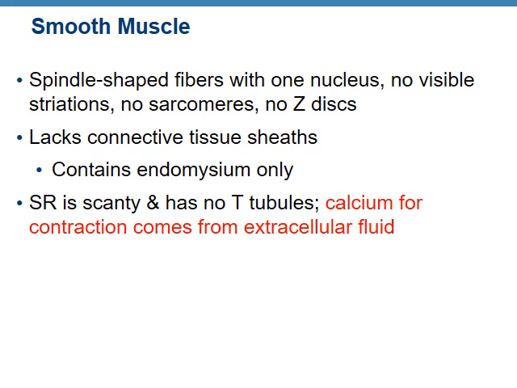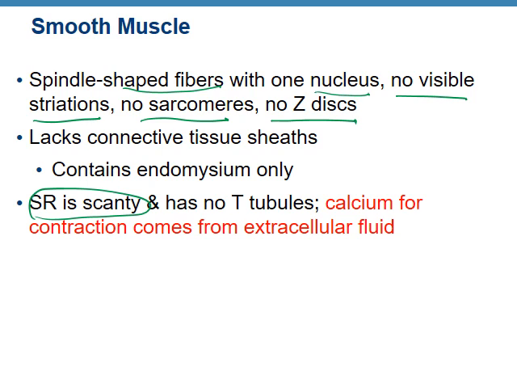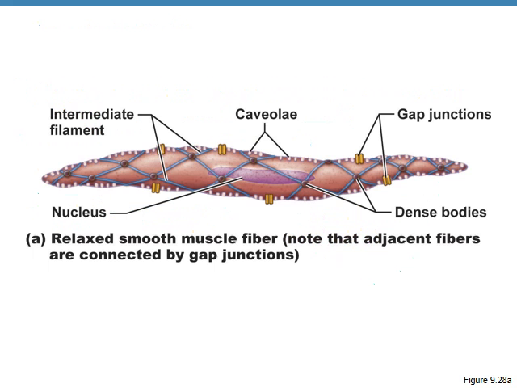Smooth muscle is named because it looks smooth. So it forms these spindle-shaped fibers. There's one nucleus, there's no visible striations or lines, there's no sarcomeres, there's no Z disc. So basically there's very little sarcoplasmic reticulum, no T-tubules, and the calcium comes from extracellular fluid.